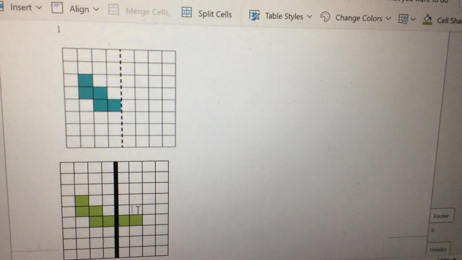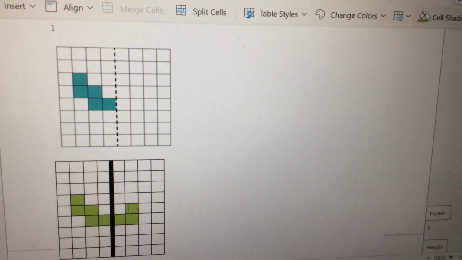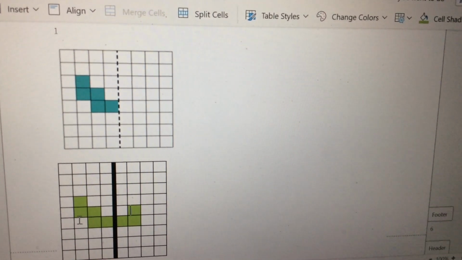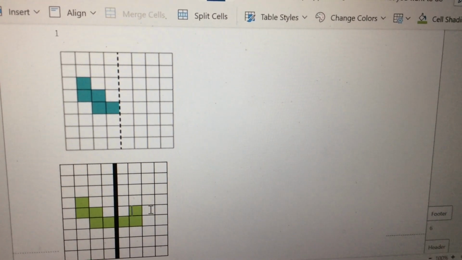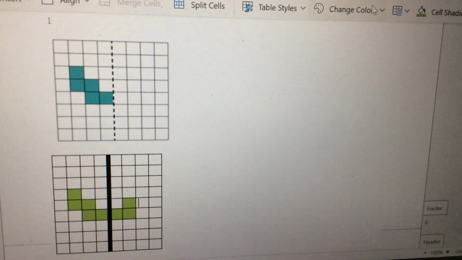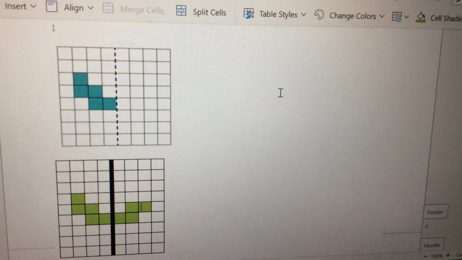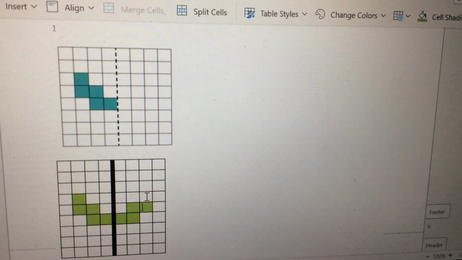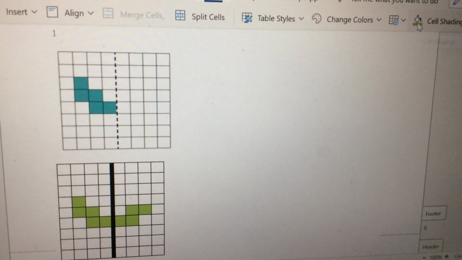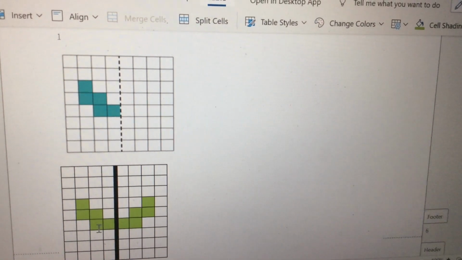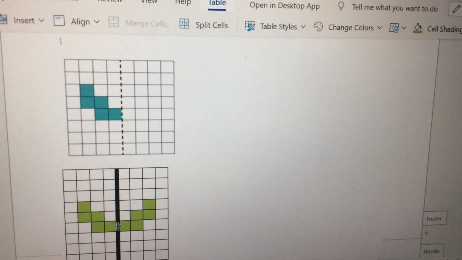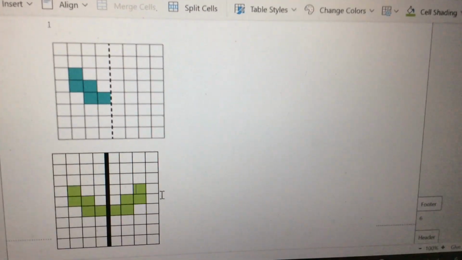If you're not sure, then just count it back from that mirror line each time. So this one is 1, 2, 3 from the mirror line. There. And that one is there. When you've done it, just spend a moment checking and thinking, is this exactly the same on each side? Just spend a minute checking that.